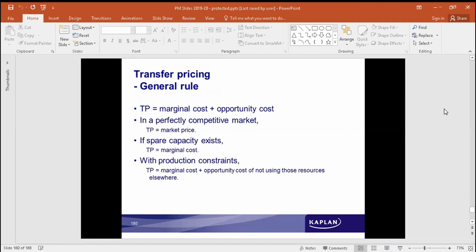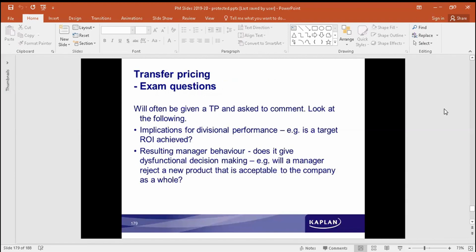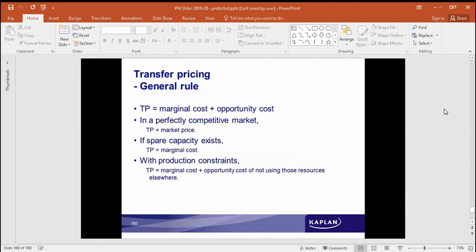The methods of transfer pricing, when we look into that, the transfer pricing general rule, what are the methods technically? We see that when there is spare capacity in a perfectly competitive market, I'll start with this one. In a perfectly competitive market, all that they produce can be absorbed by the market. It can be sold in the market. The transfer price will be equal to whatever the market price is.